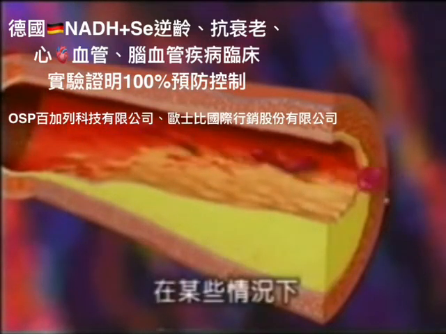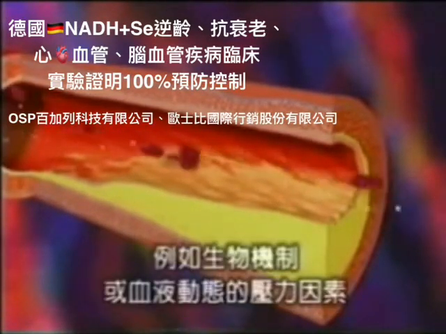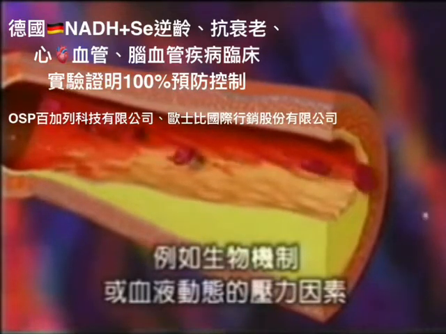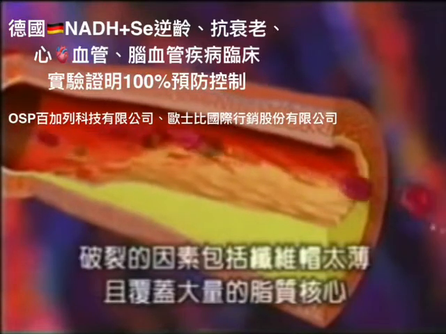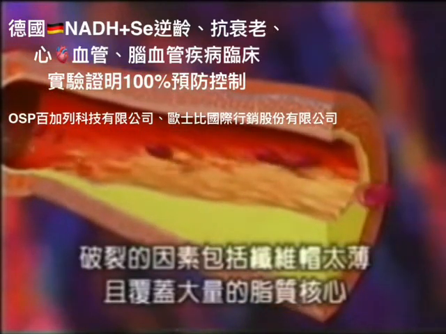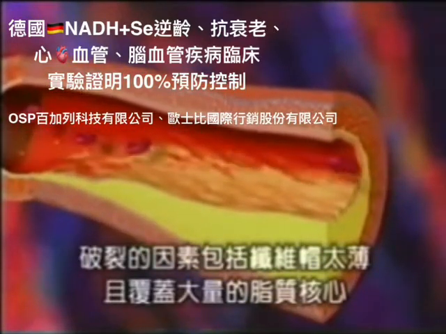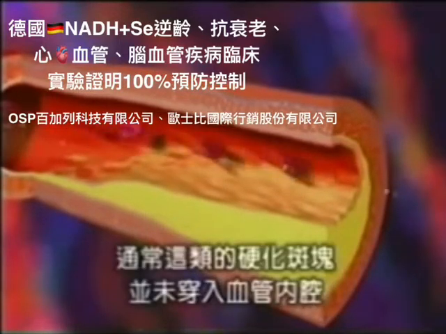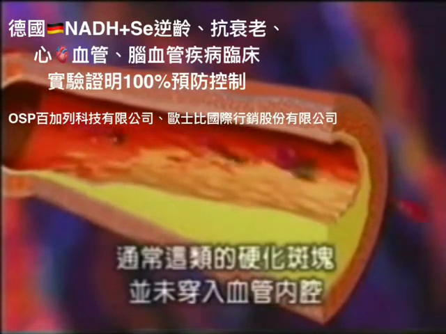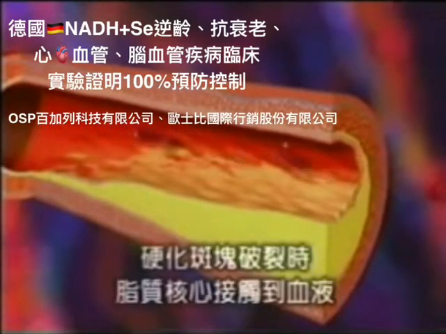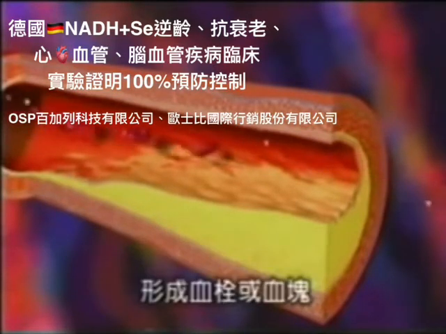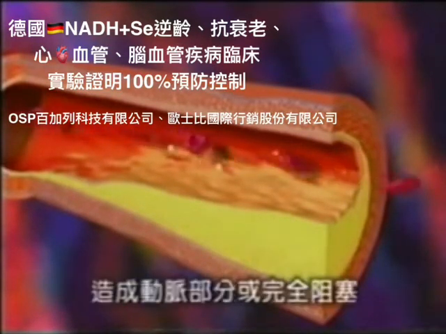Under certain conditions, such as may be caused by biomechanical and hemodynamic stresses, disruption of plaques can occur. Plaques prone to rupture include those that contain a large lipid core covered by a thin fibrous cap. Often these plaques have not penetrated the luminal area and hence are not visible angiographically. When a plaque ruptures, the lipid core comes into contact with the blood. This sets the stage for the formation of a thrombus, or clot.